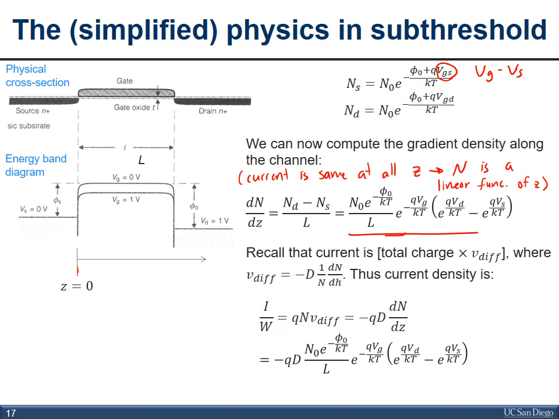Now this is dN dZ, that's not a very useful parameter, so we want to convert that into current. We recall that current is the total charge times the diffusion velocity. In this case, we're in subthreshold, where the diffusion velocity was derived earlier. So we can say the current density, where we normalize by the width of the transistor, is effectively equal to this formula here. Okay, so it's still a little bit complicated, not quite what we were hoping for. Let's make a few further simplifications.